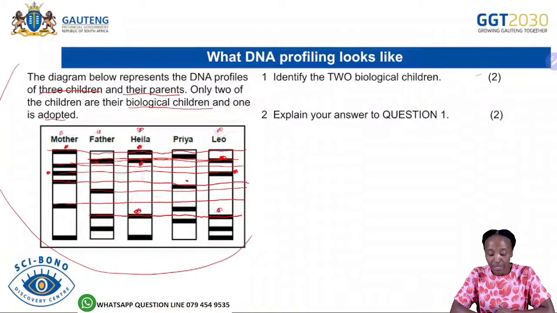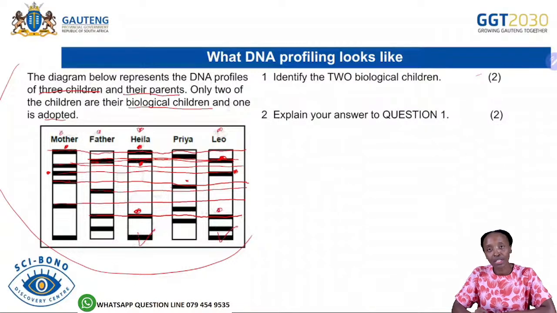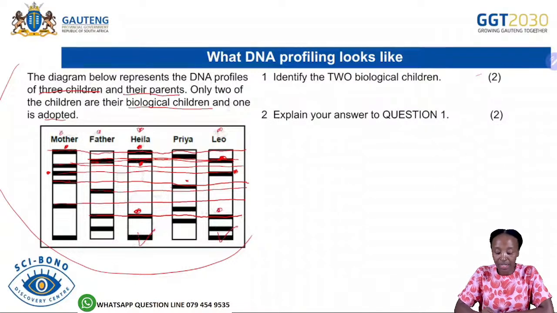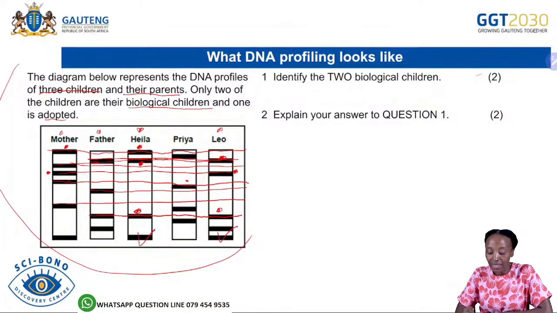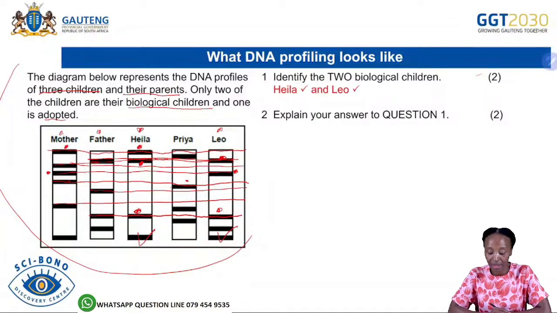So we can conclude here and say the 2 biological children are Hela and Leo, because most of the bands that they have are the bands that are also found in the DNA profile of the mother and father. So that is why, explain your answer in question 1. The reason why we are saying it is Hela and Leo is because most of the bands in the DNA profile of Hela and in the DNA profile of Leo match the bands that are found in the mother and father.